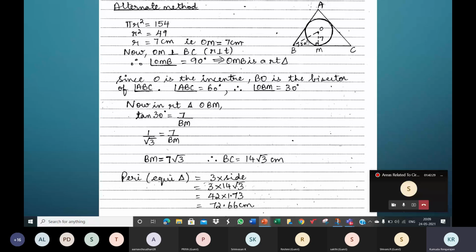And that is possible using trigonometry. Tan 30 degrees is equal to opposite OM by adjacent BM. And this value we pull from the table. On working this, BM is 7 root 3. Double it to get BC, and thrice BC is the perimeter.